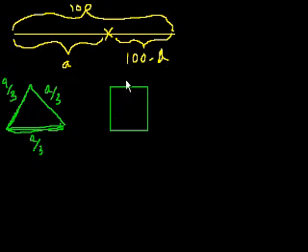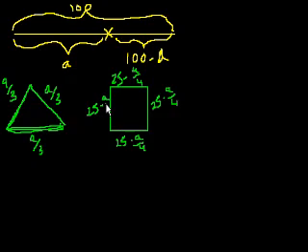And if the whole perimeter is 100 minus a, what is the length of each side? It's going to be this divided by 4, right? Because all the sides are equal. So what's this length divided by 4? 100 minus a divided by 4 is 25 minus a over 4, right? So this side is 25 minus a over 4. This side is 25 minus a over 4. And this is the same thing, 25 minus a over 4. And this is 25 minus a over 4.